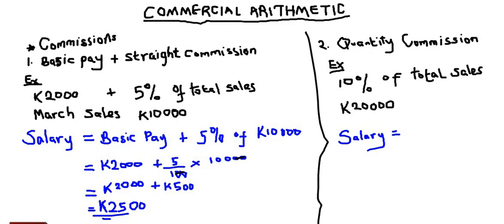It is simply the commission 10%. There will be no basic pay under the quantity commission arrangement. So we're just going to get 10% of 20,000 kwacha, the total sales that were closed in that particular month. So that would mean 10 over 100 of 20,000. So in that particular month, it means the salary will be 2,000.